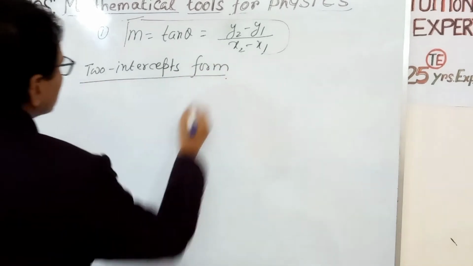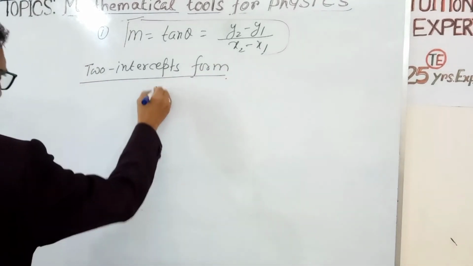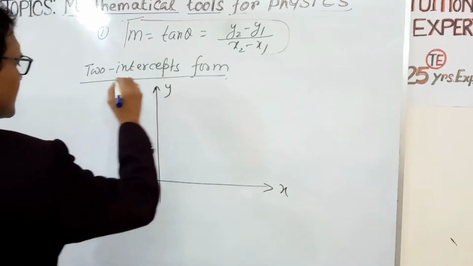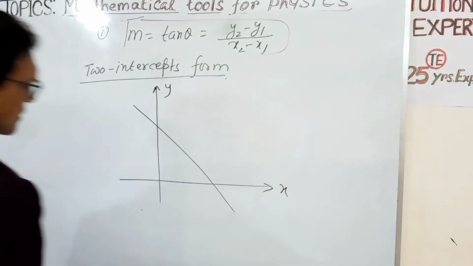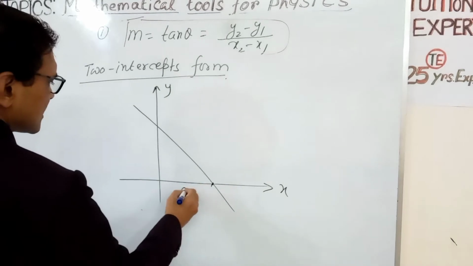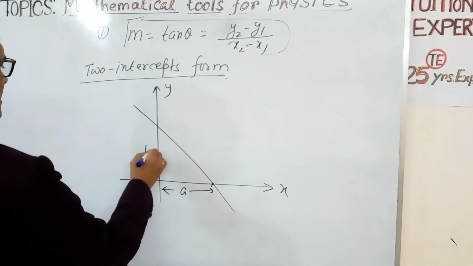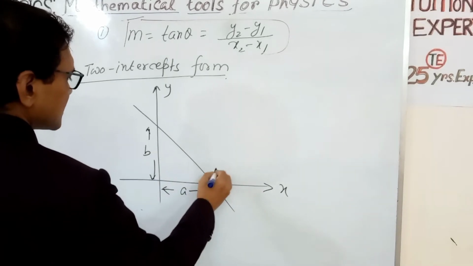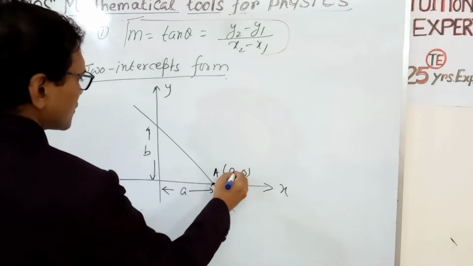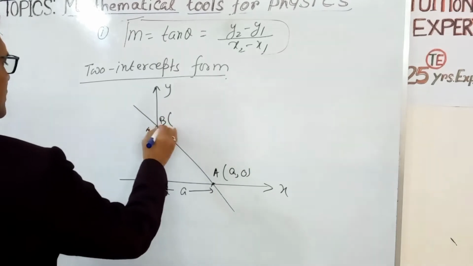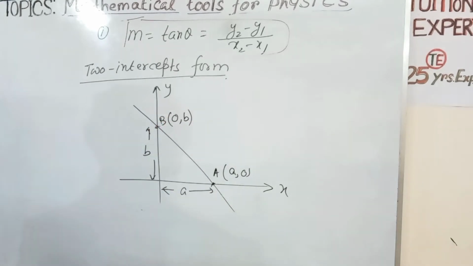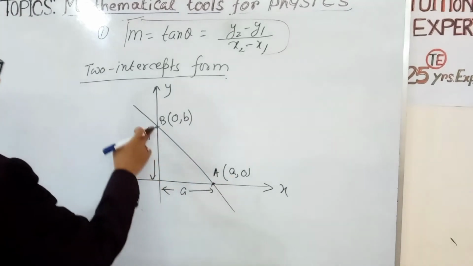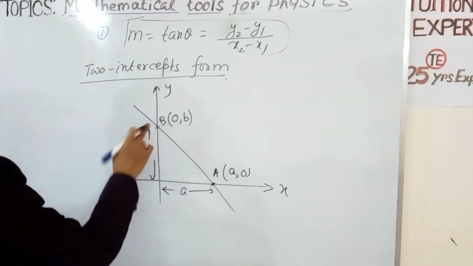Intercepts form. Two intercepts form. Suppose this is the x-axis and y-axis. A straight line is given here. This intercept is a and this intercept is b. Now what are the coordinates of these points? This point will be (a, 0) and this point will be (0, b). Here the x coordinate is a, y coordinate 0, and here the x coordinate is 0, y coordinate is b.